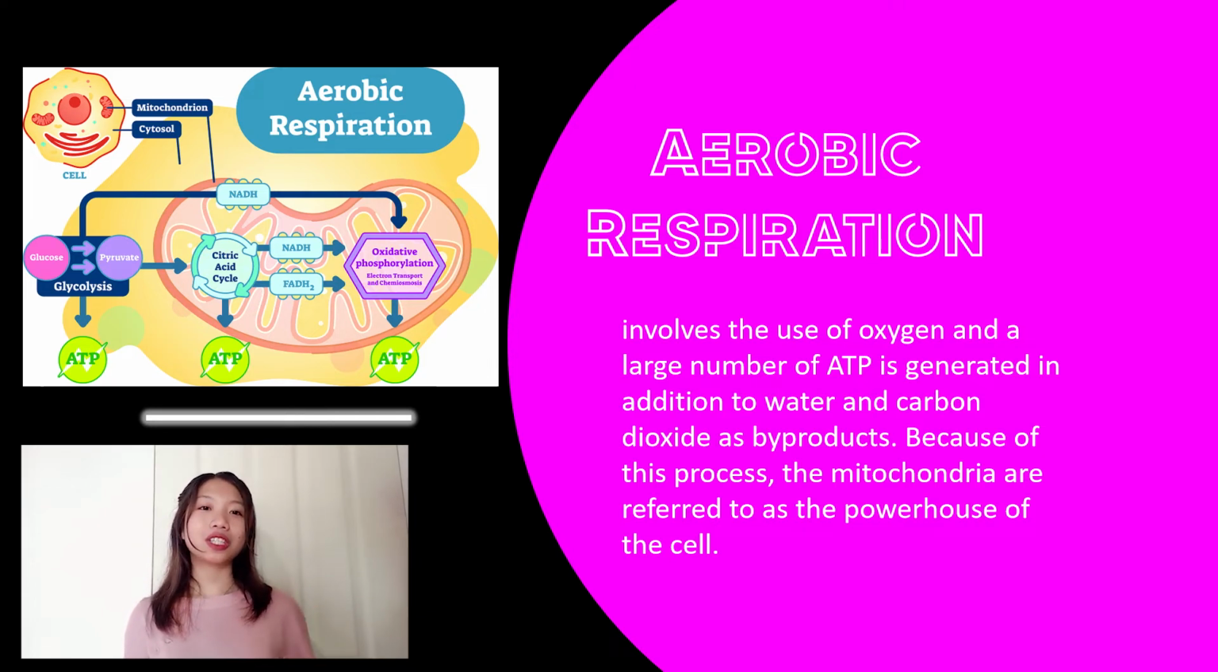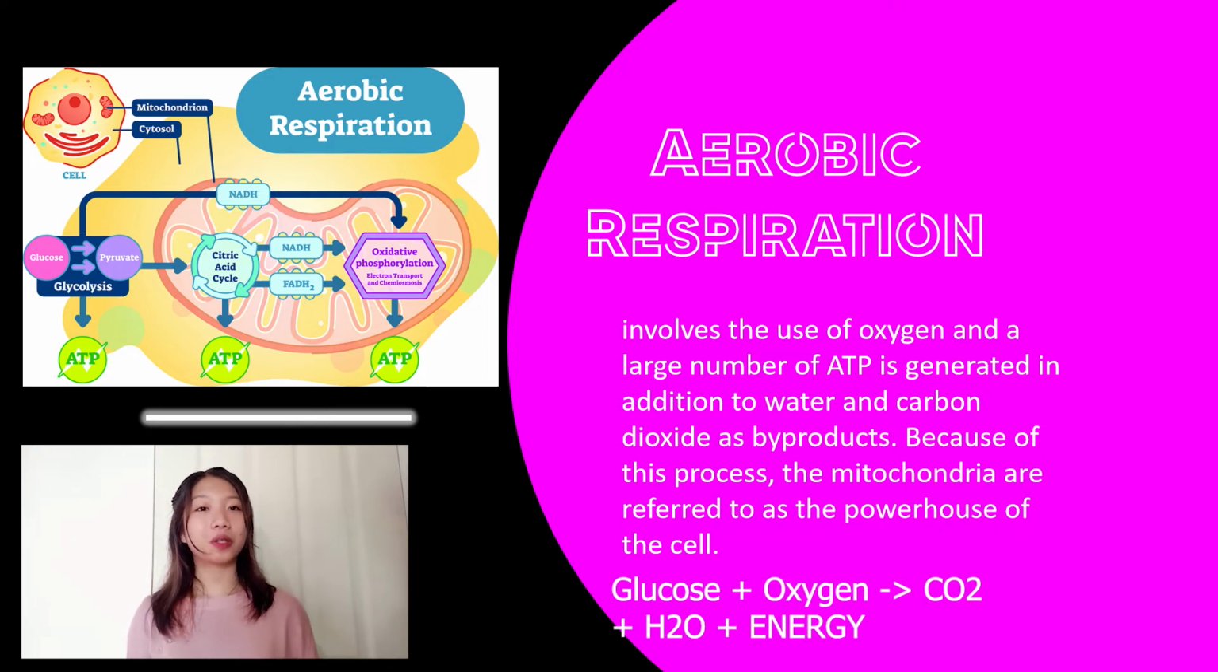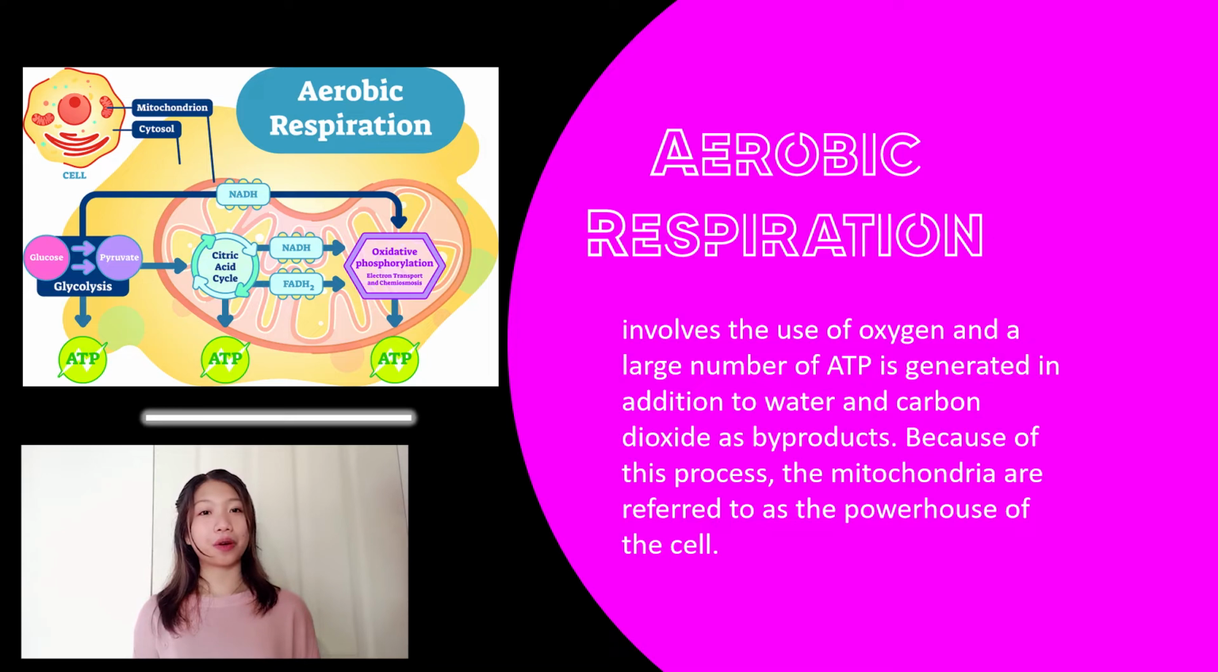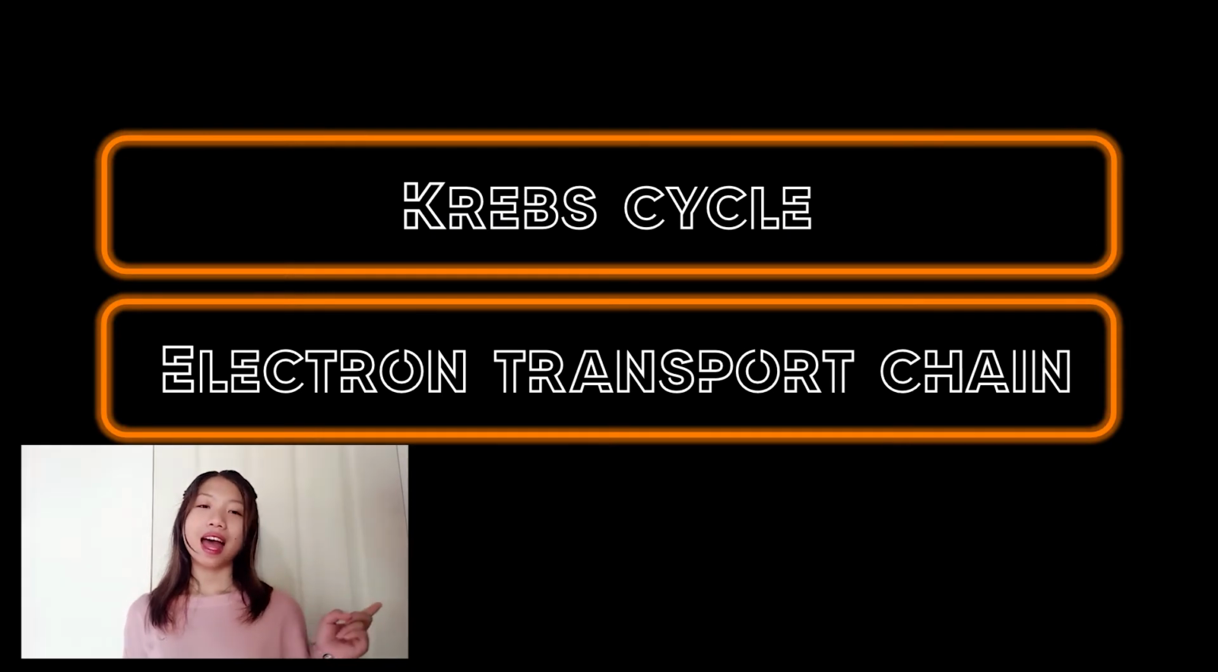Again, you just need to remember that glucose is broken down in the presence of oxygen to release carbon dioxide, water, and energy as byproducts of the reaction. So, aerobic respiration involves two phases. These are the Krebs cycle and electron transport chain, which will be discussed by the next reporters.